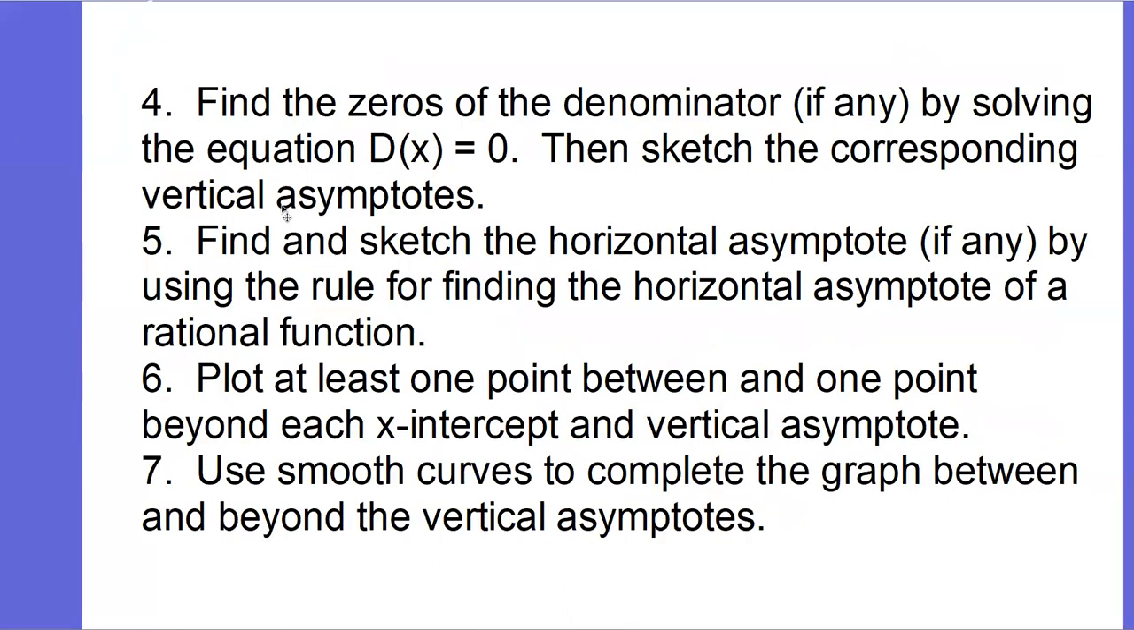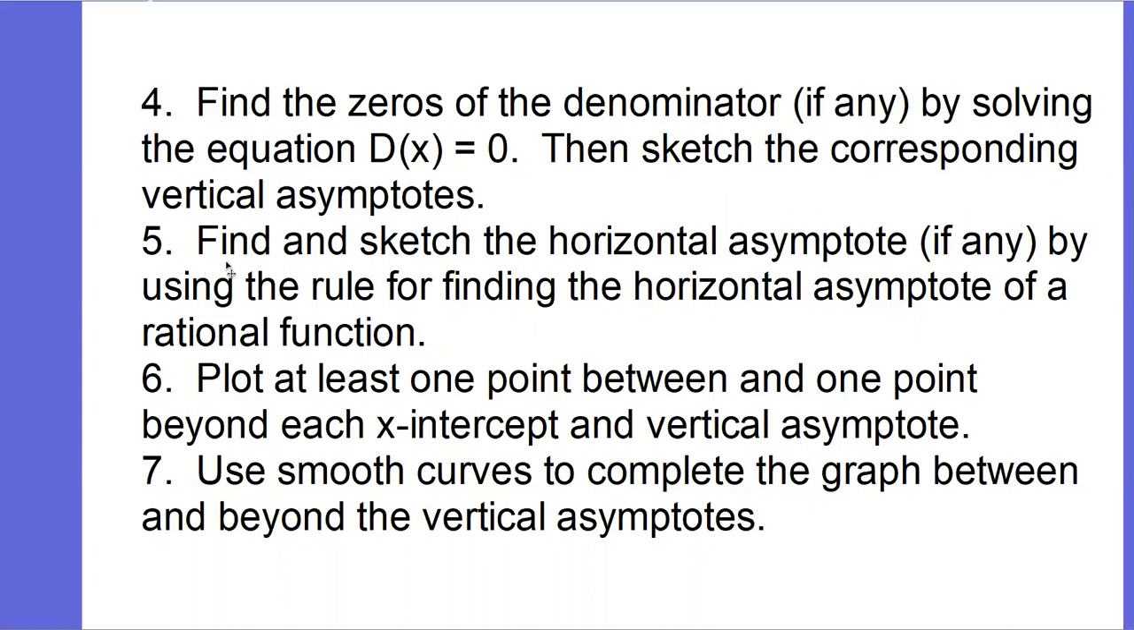Step 4, find the zeros of the denominator, if any, by solving the equation d of x equals 0, then sketch the corresponding vertical asymptotes. So we talked about this previously with the vertical asymptotes. Just take your denominator and set it equal to 0 and solve.